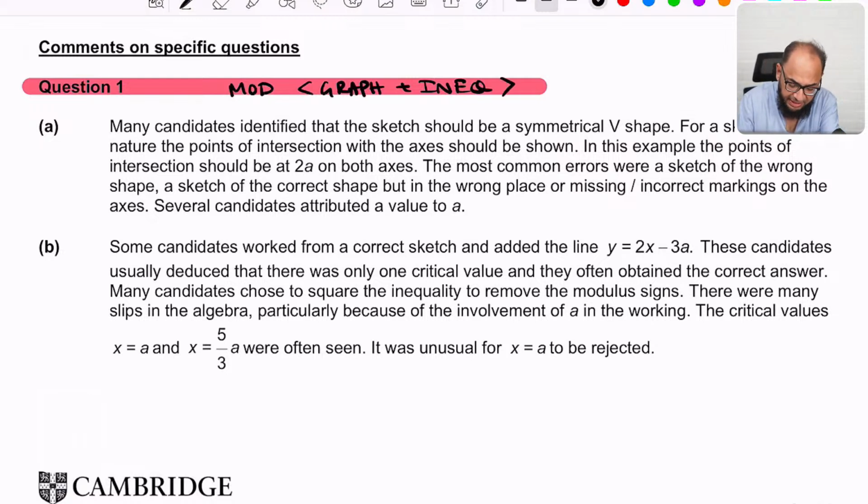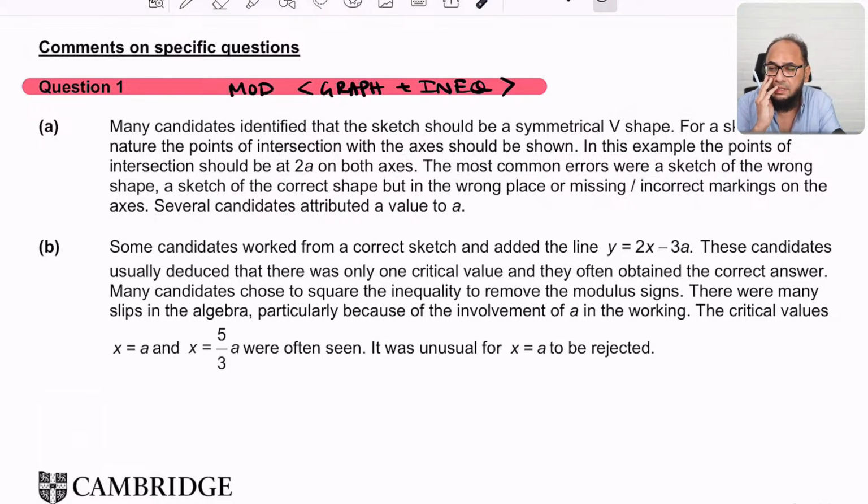Now the question says, many candidates identified that the sketch should be a symmetrical V shape. For a sketch of this nature, the points of intersection with the axes must be shown. In this example, the points of intersection should be at 2a on both axes. Okay, I forgot the y-axis thing, I'll just go ahead and correct it. The most common errors were a sketch of the wrong shape, a sketch of the correct shape but in the wrong place, or missing slash incorrect markings on the axes. Several candidates attributed a value to a. You don't have to. You have to write it in terms of a.